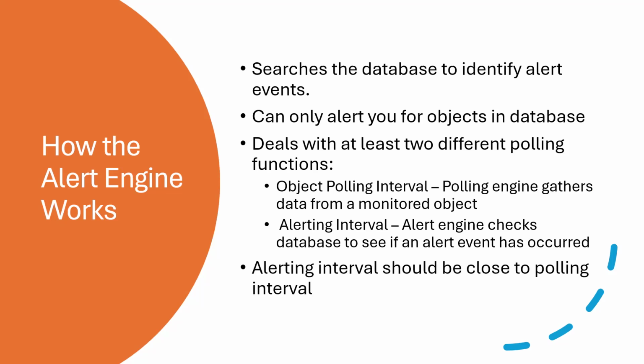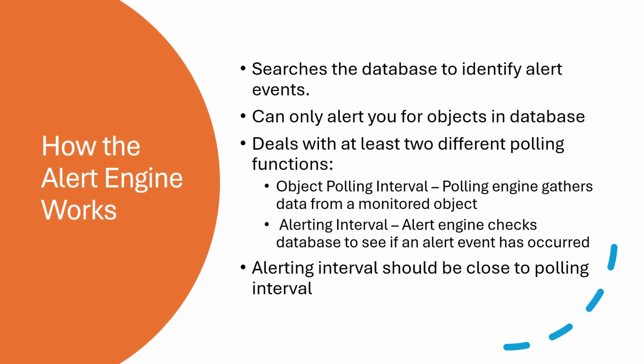The alerting interval should be close to the polling interval. And why should it be? Suppose you have an object polling interval of 1 minute while the alerting interval is 15 seconds. You'll be getting data only every 1 minute, but the alerting interval will check the data every 15 seconds, which has no meaning, because for 1 minute your data is not going to change. It will change only in the next polling interval.